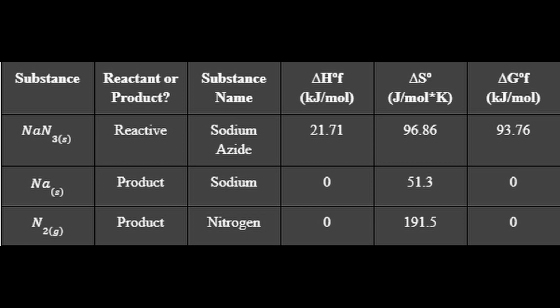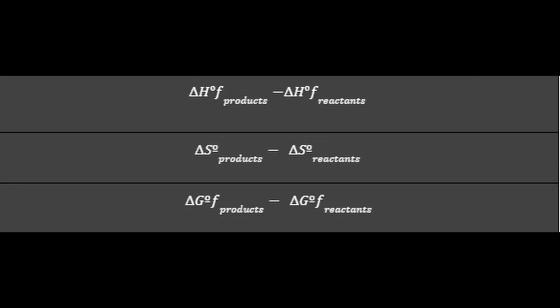To determine this for the entire reaction and not just the products and the reactants, we use the following formulas. These formulas state that we subtract the sum of the given measurement of the reactants from the sum of the products, giving the overall measurement of the reaction.